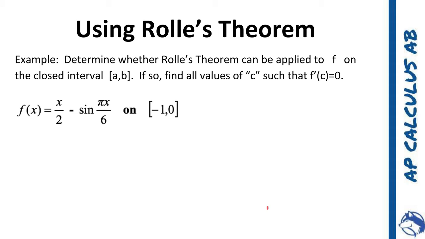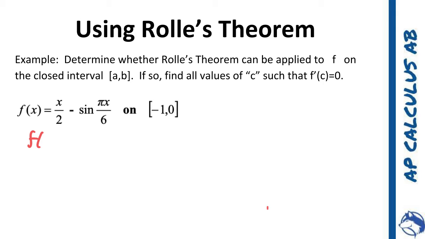Alright, so here we go. We've got another Rolle's theorem example here. So once again, we're looking for f of a to equal f of b. So let's do f of a. One, I know that this is continuous on all the intervals, and I know that it is differentiable because each piece, x over 2 and the sine of pi x over 6, is differentiable. So added together, they both have to be differentiable.